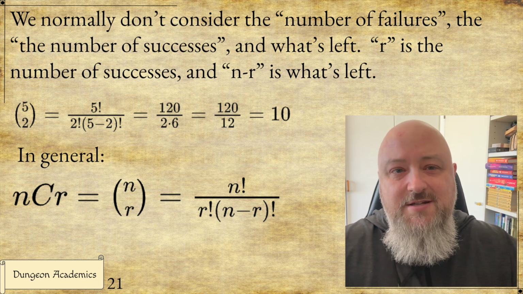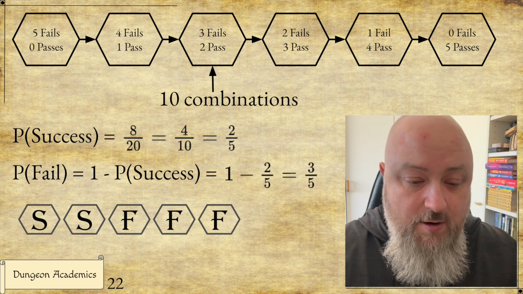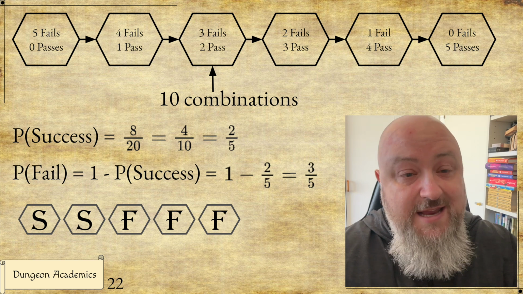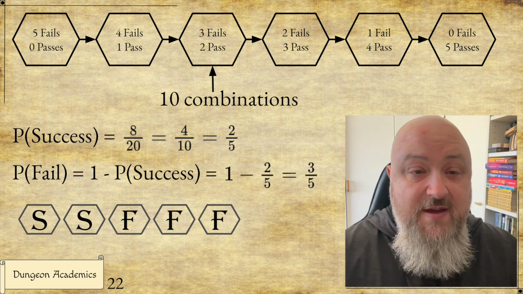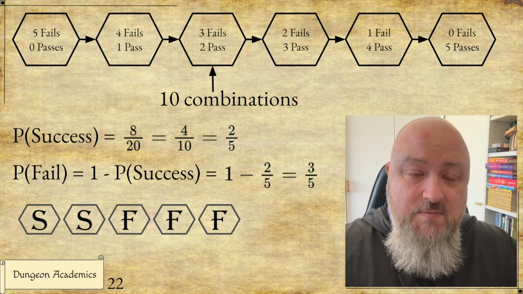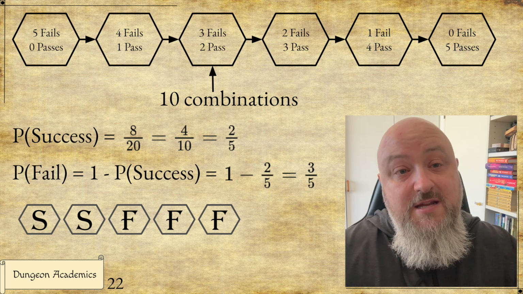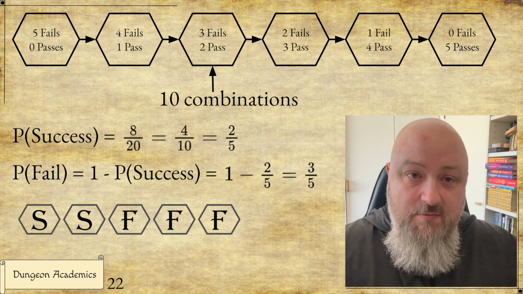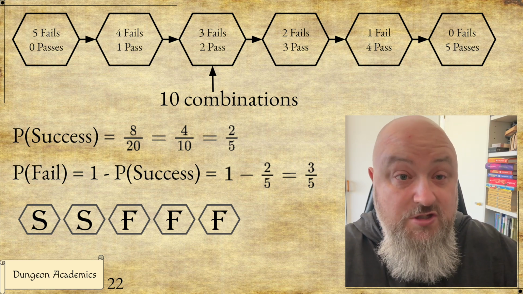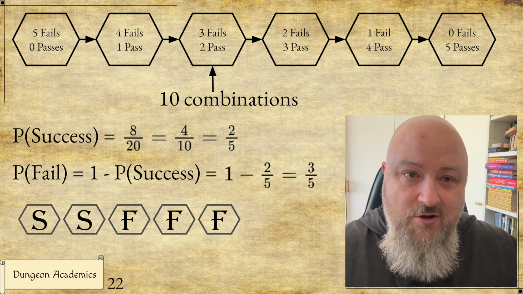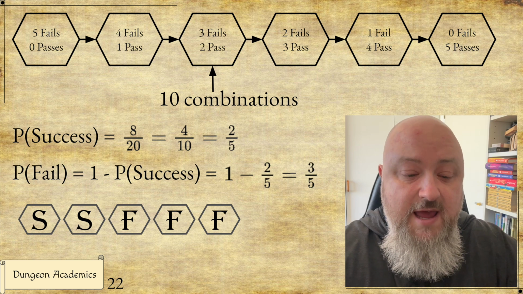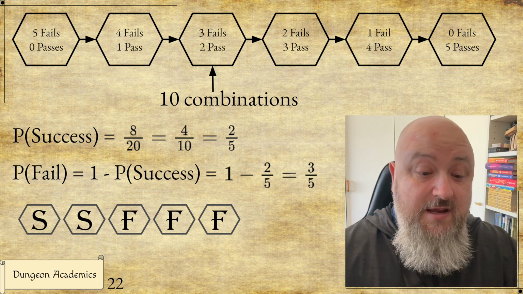Okay, let's continue with our barbarian trap problem. We now know that there are 10 combinations for getting 2 passes and 3 failures on this event. So let's now look at the probability of getting a pass and the probability of getting a fail. If you remember from the setup, I told you that the chance of them succeeding this check was 2 in 5. Logically, the chance of failing must be 1 minus the chance of success. In this case, 1 minus 2 in 5 is 3 in 5.